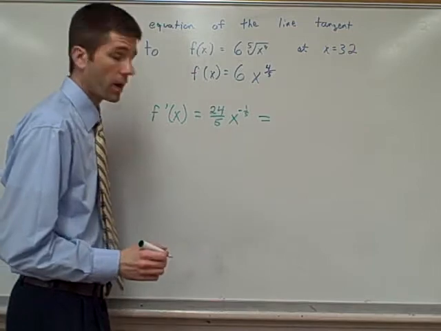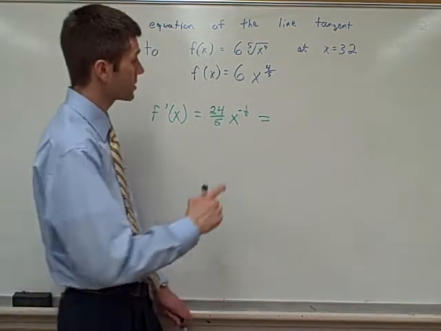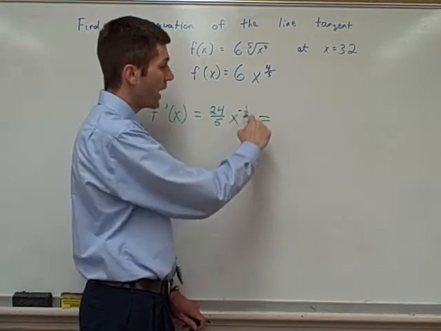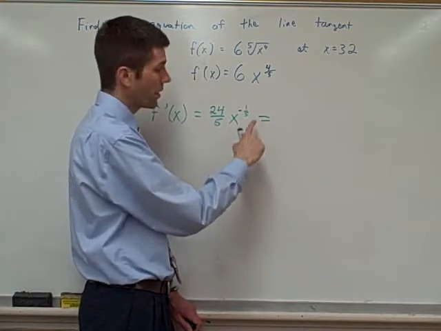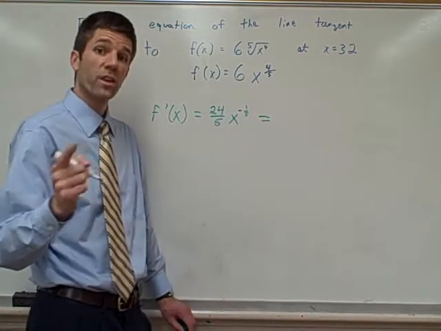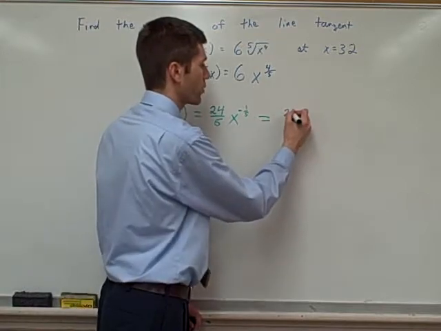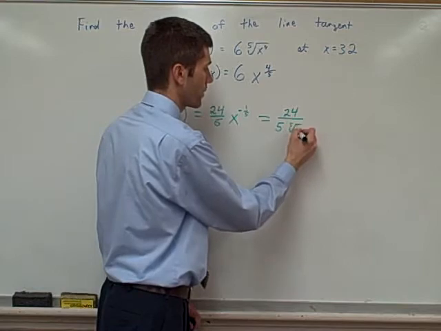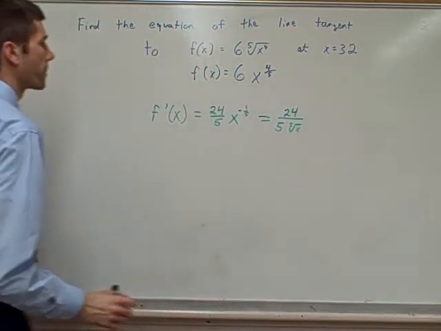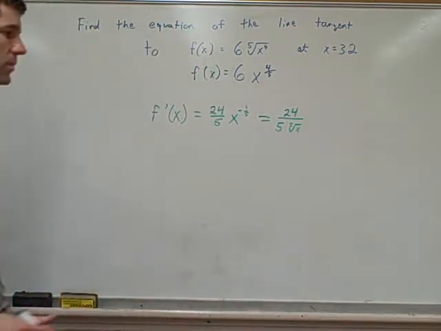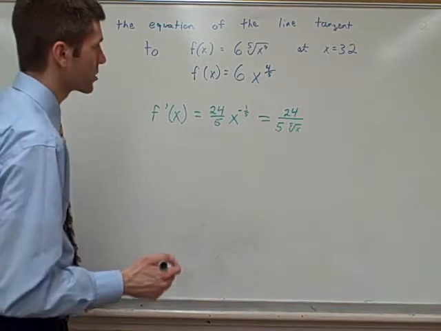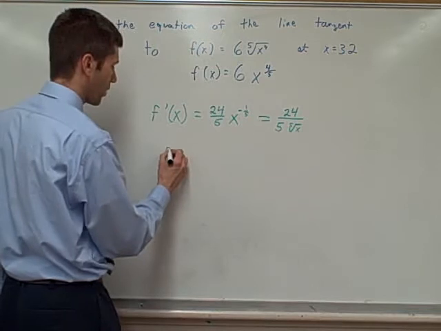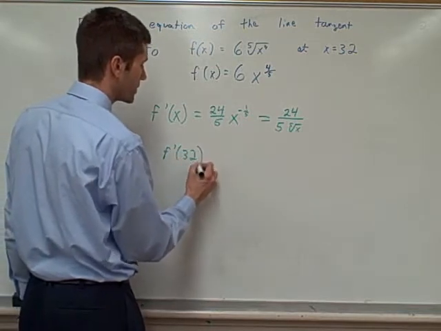Let's rewrite it too. I'm going to do 2 steps in one because we've done this a bunch of times. That negative is going to send this entire factor right here to the denominator. The fact that it's a 1/5 makes it the fifth root of x. So we have 24 over 5 fifth root of x. There we go. We now know the slope. We don't really know the slope specifically because we need to plug in 32. So we're going to find out what f prime of 32 is.